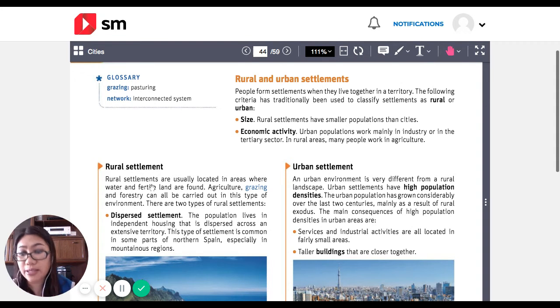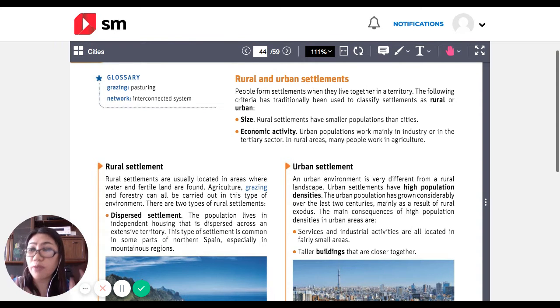So, rural settlements are usually located in areas where water and fertile land are found. Agriculture, grazing, and forestry can all be carried out in this type of environment. There are two types of rural settlements. First, dispersed settlement. The population lives in independent housing that is dispersed across an extensive territory. This type of settlement is common in some parts of northern Spain, especially in mountainous regions.